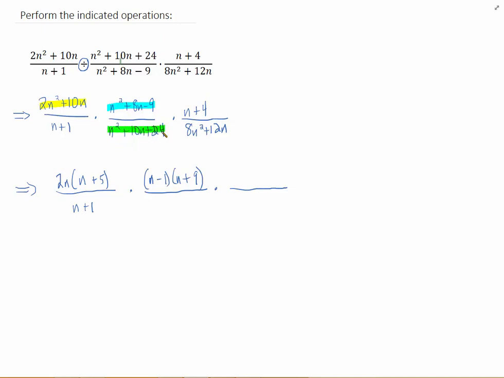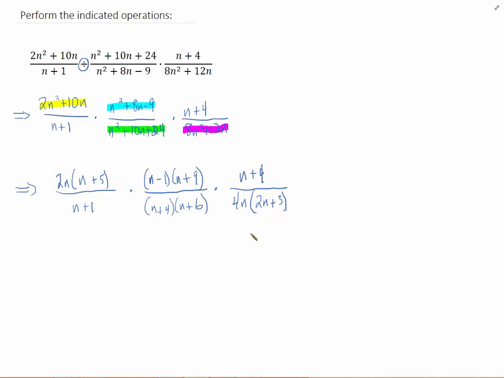n² + 10n + 24. Again, factoring that trinomial. A pair of numbers multiplying to 24 and adding to 10: 4 and 6. (n + 4)(n + 6). Now, in the third fraction in the numerator, the n + 4 is irreducible. I'll leave that alone. And finally, I have 8n² + 12n. I can factor out a common factor of 4n from those terms. So I have 4n times (2n + 3).